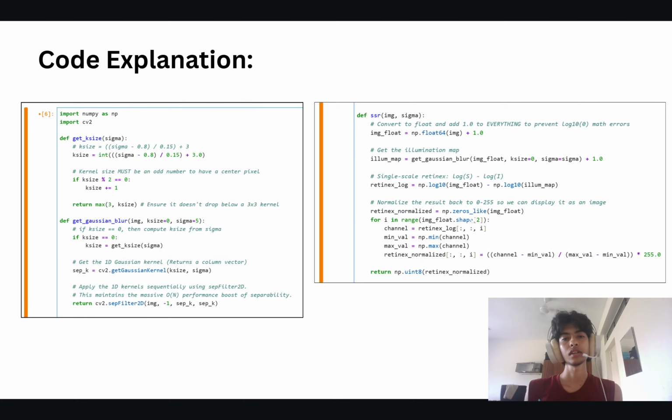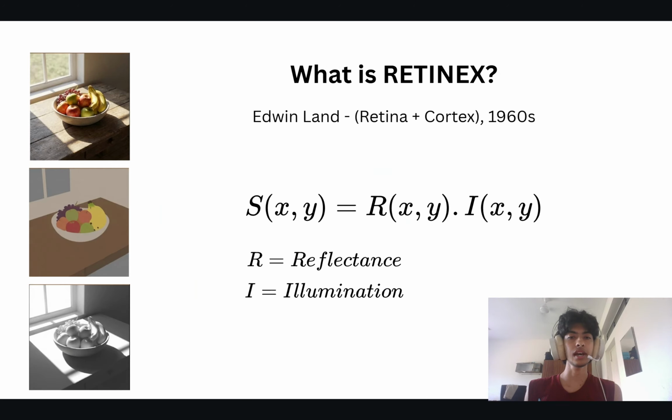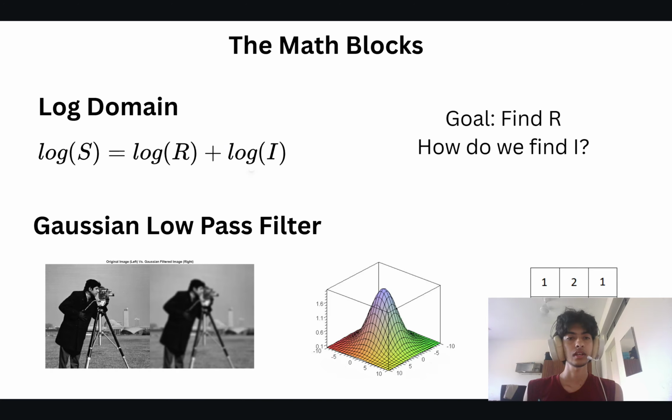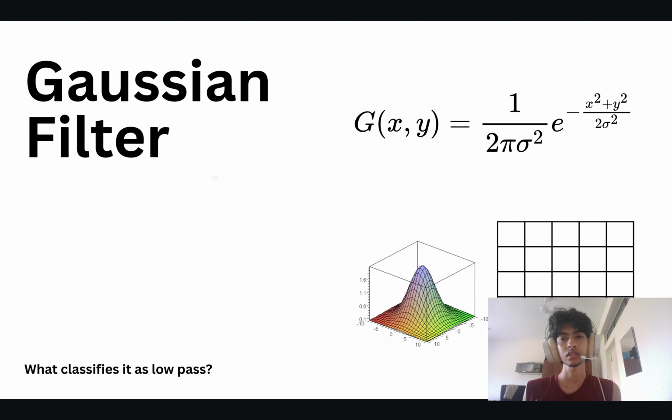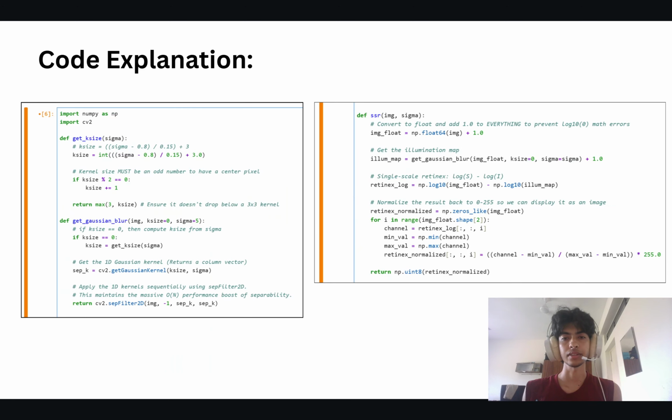And SSR. So now the Gaussian blur has given you your log I, right? And now we want to get your log R. How is this done? Log S minus log I, simple. And we need to get R back, so we just do the inverse log of it. And this gets all of that done using the help of the NumPy library.